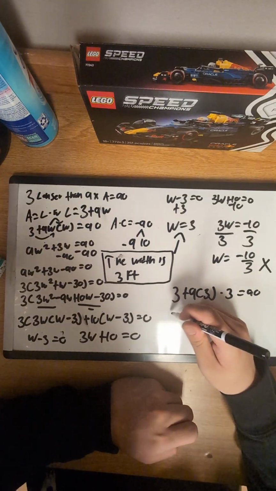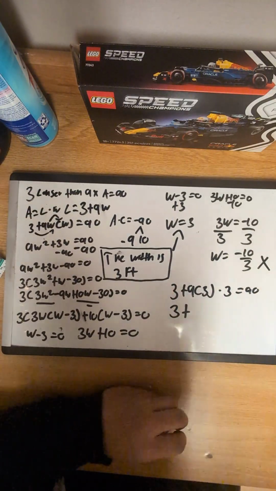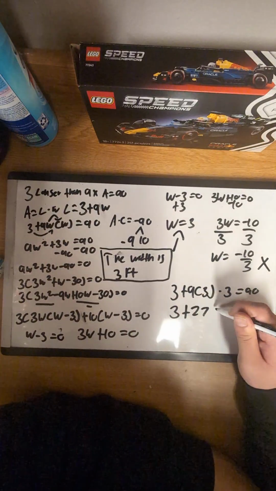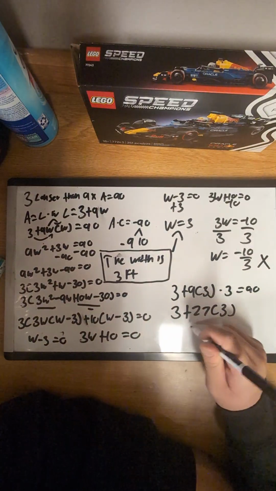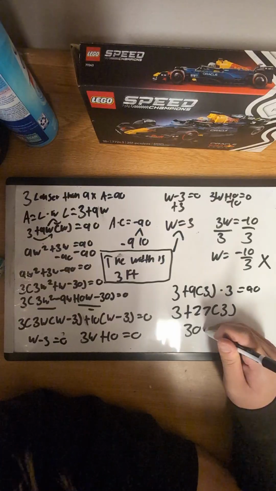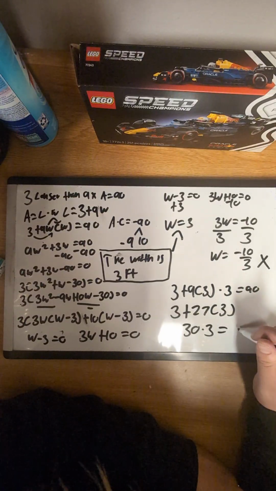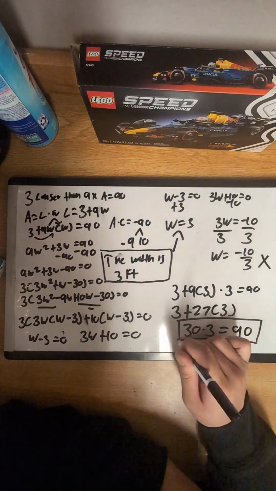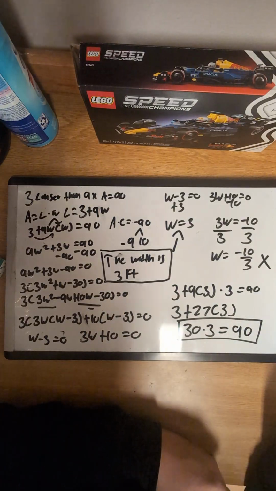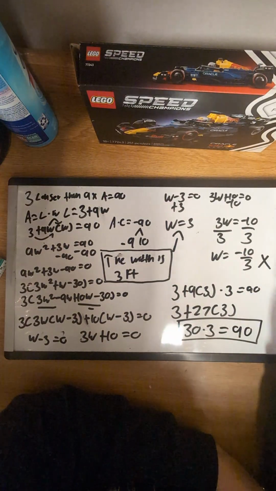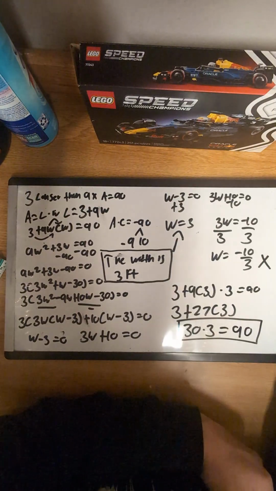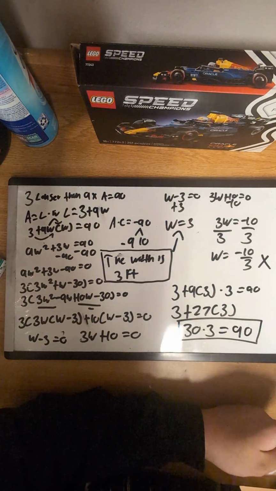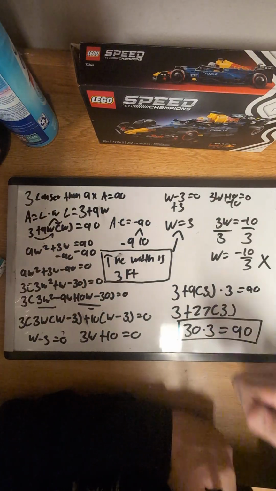Following PEMDAS, this would be 3 plus 27, times 3, which is 30 times 3, and that equals 90. Bada bing, bada boom. We get the right answer, we know it's right, and that's our answer. The width is 3 feet. Pretty cool. Thanks, Yi.